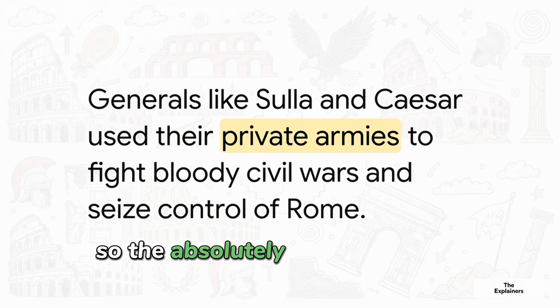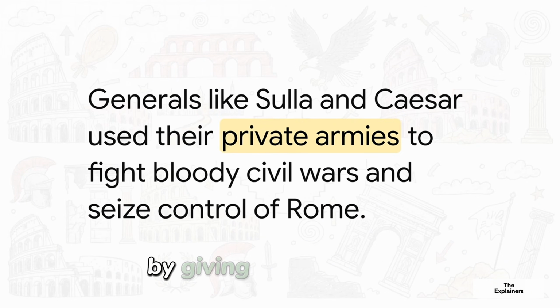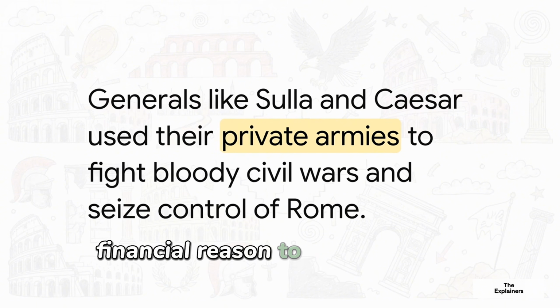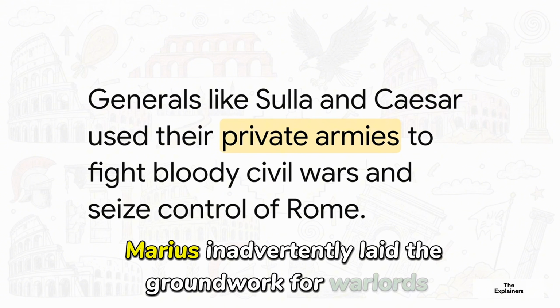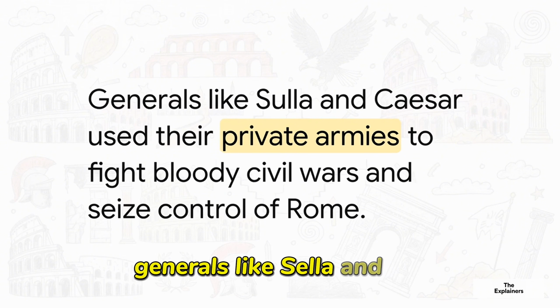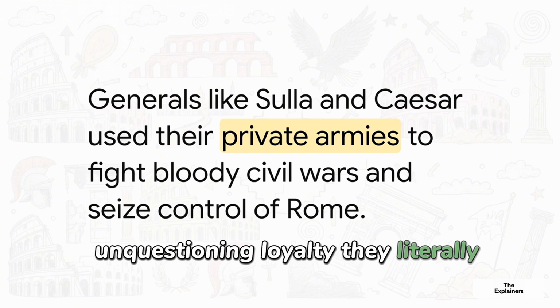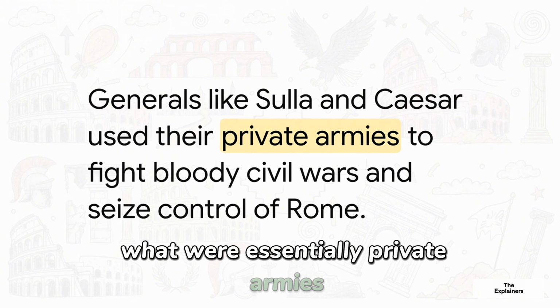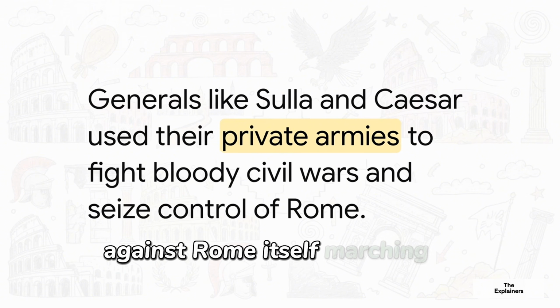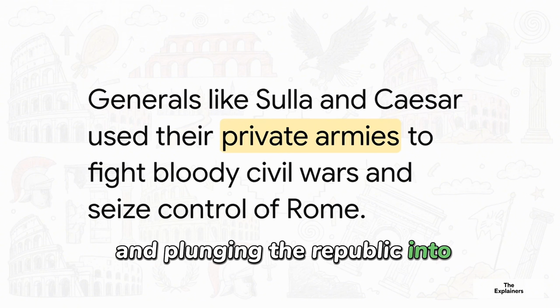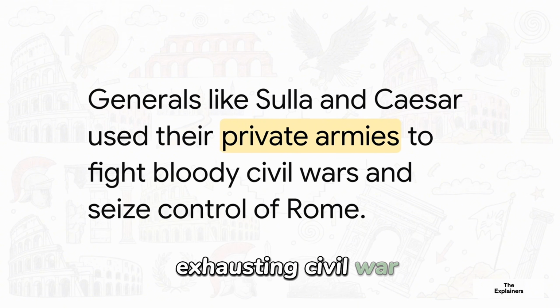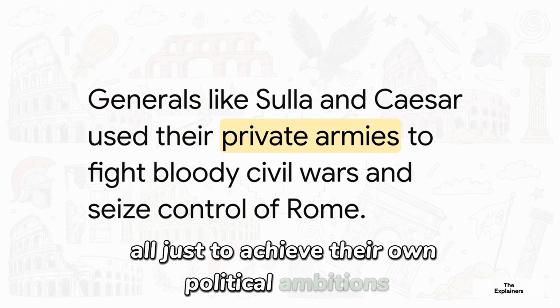So the absolutely crucial takeaway here is that by giving soldiers a strict financial reason to be loyal only to their commanders, Marius inadvertently laid the groundwork for warlords. Generals like Sulla and later, of course, Julius Caesar realized they suddenly commanded absolute, unquestioning loyalty. They literally turned what were essentially private armies against Rome itself, marching on the city and plunging the Republic into decades of bloody, exhausting civil war, all just to achieve their own political ambitions.